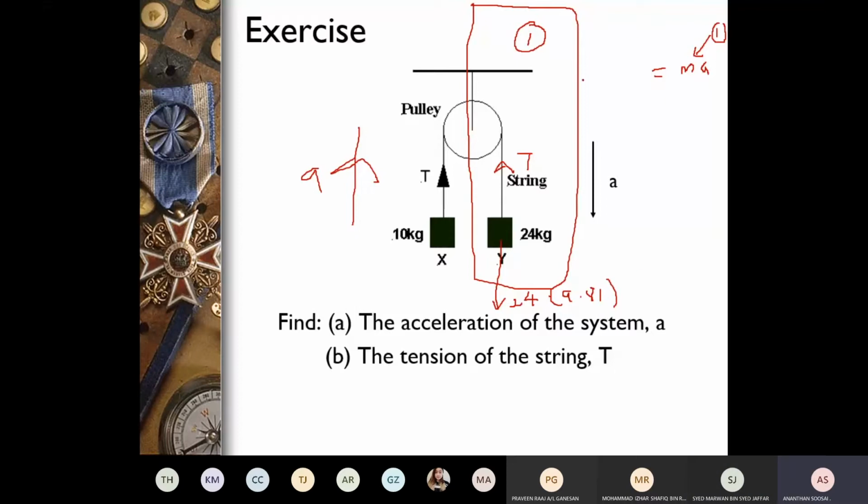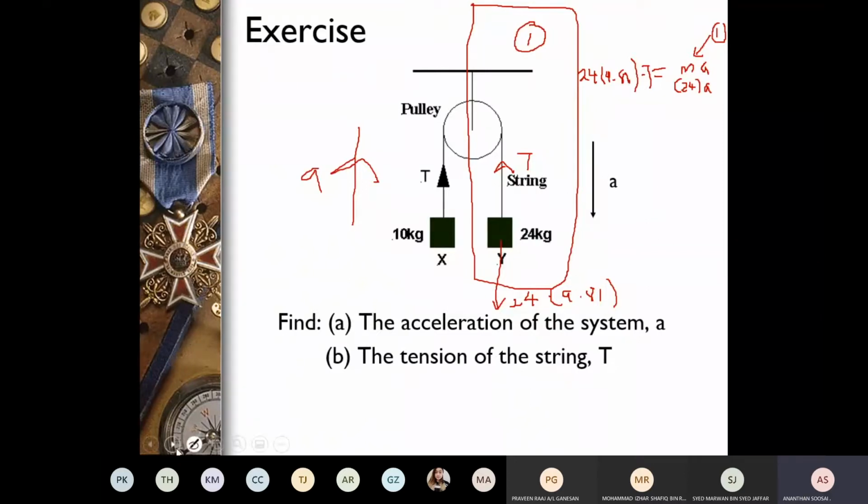First one, so how do you write? So 24 times 9.81 minus the force up, which is tension, will be equivalent to ma. Which m do you use? m uses only 24. 24a. So this is the first equation. How many unknowns are there? You have two unknowns. You don't know the tension, you don't know the acceleration. But the question asks for both, part A and part B. We make equations first.